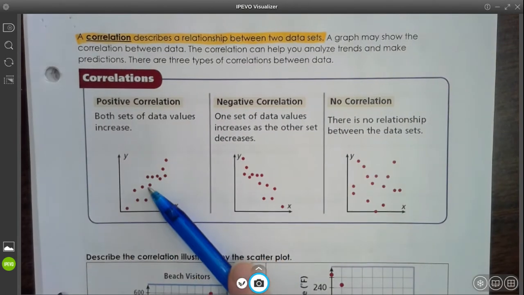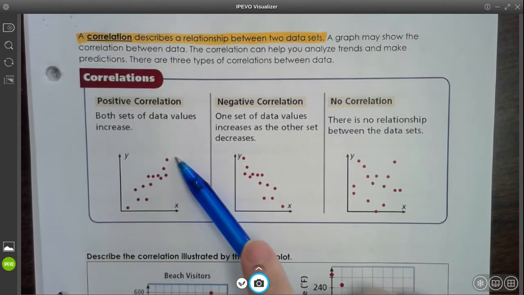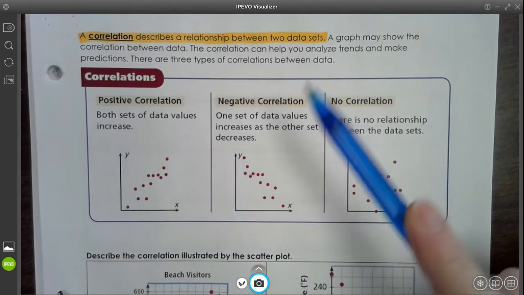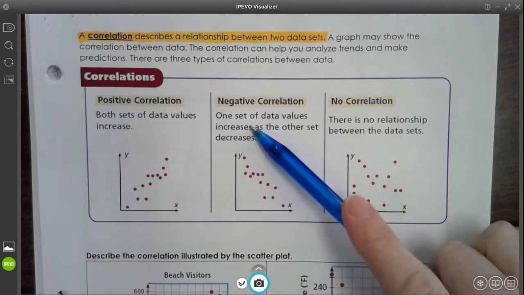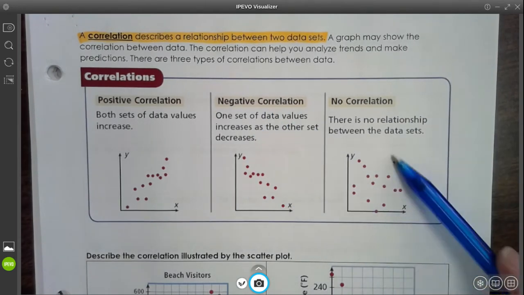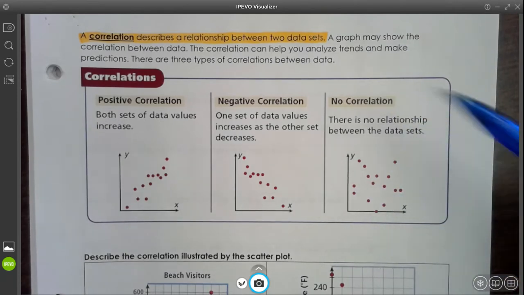Okay, so one type is if the dots seem to be headed in an upward trend, we call that a positive correlation. If the dots seem to be headed down to the right, that's a negative correlation. And if they're just kind of scattered all over the place and I can't tell if it's increasing or decreasing, we say that has no correlation.